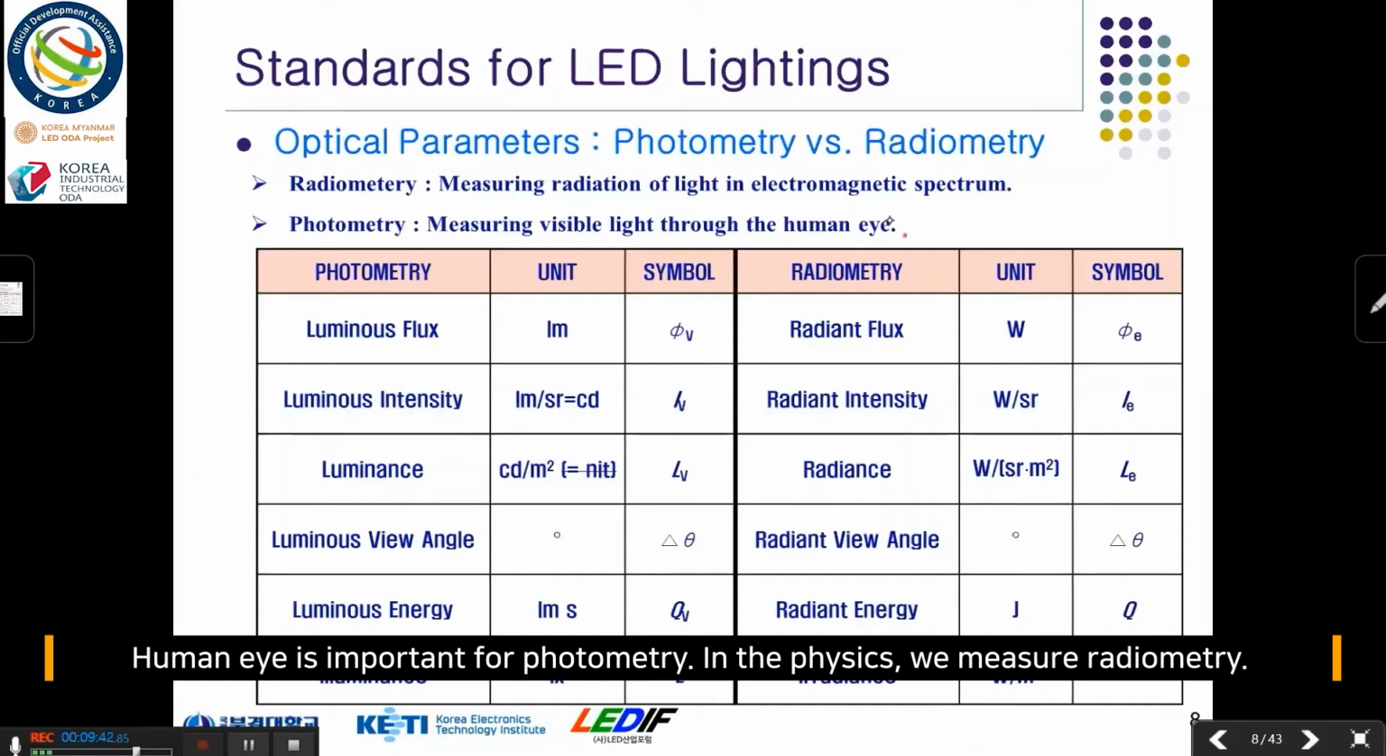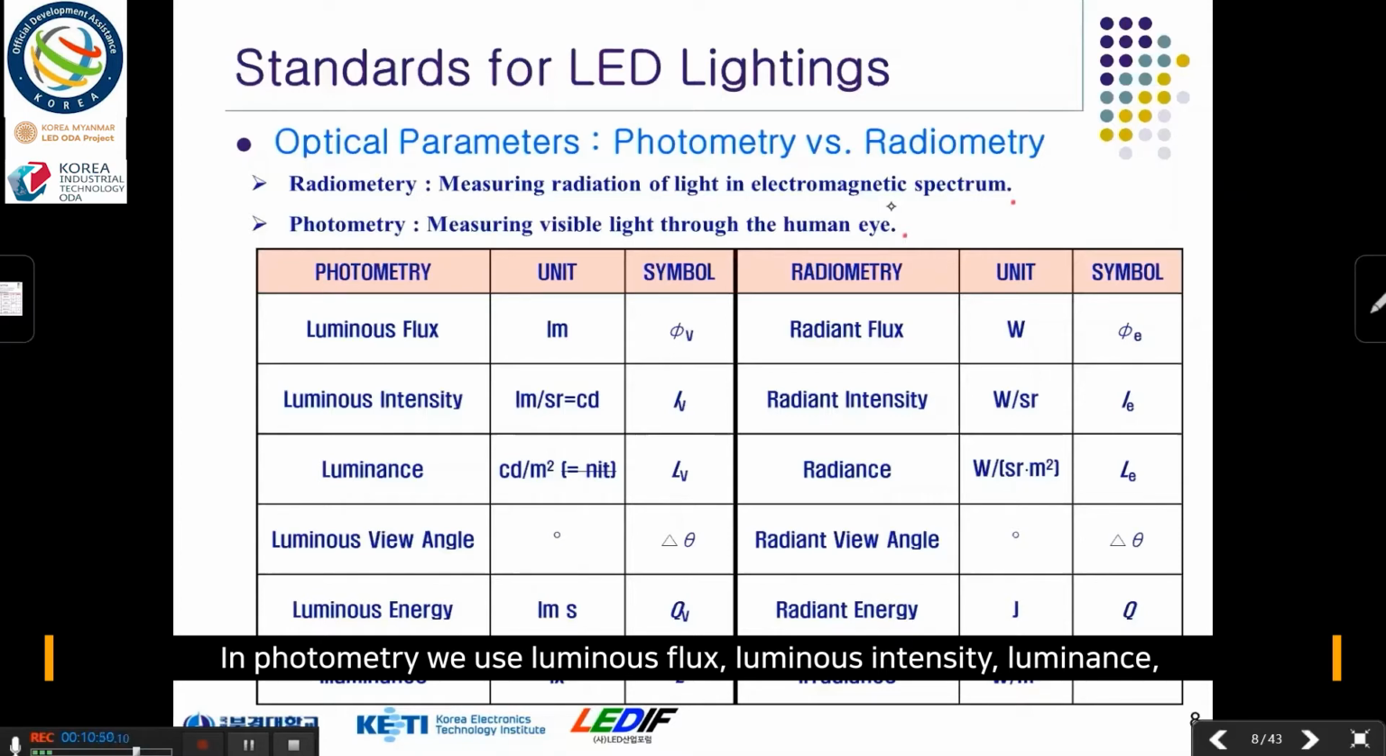The human eye is important for photometry. In physics, we measure radiometry. So we should distinguish radiometry and photometry. Radiometry is measuring radiation of light in the electromagnetic spectrum, but photometry is measuring visible light through the human eye. So photometry is radiometry weighted with a certain function. So the conversion of radiometry to photometry or photometry to radiometry is very complicated. So we compare the parameters of radiometry and photometry.